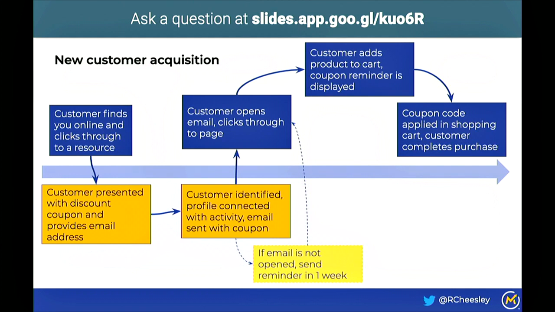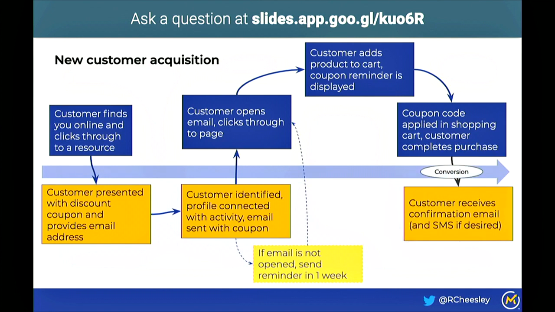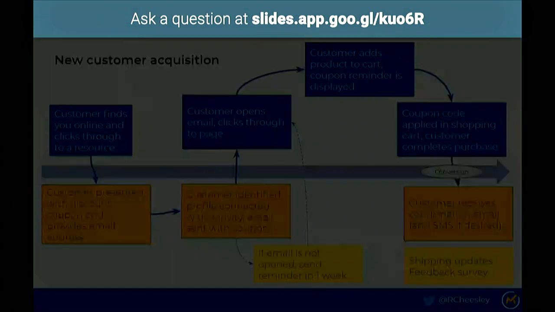Coupon applied, the customer checks out, they get an email, maybe even an SMS. You could integrate it with your shipping provider to tell them when the package is going to be sent. And then obviously after the purchase, you can follow up with shipping updates and feedback surveys. So that's just one way that you can use Mautic.